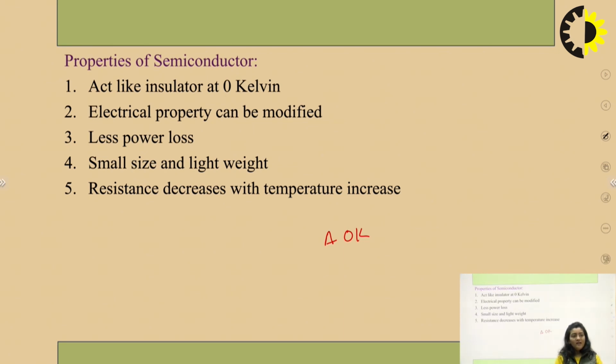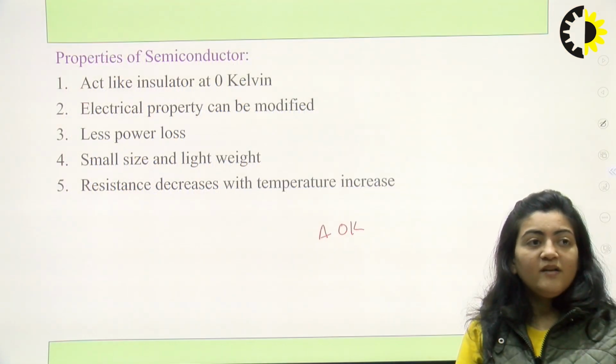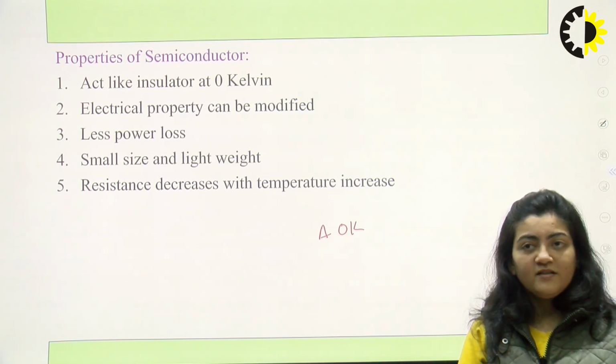Now, what about the electric property? The electric property can be modified, and the power loss will be less. Now, it is also of very small size and lightweight, and the resistance decreases with increasing temperature.